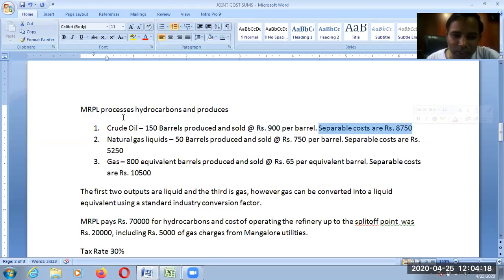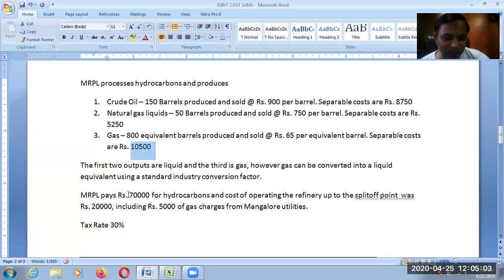So after processing hydrocarbons for a certain point of time, the crude oil is incurring separable cost of 8750 and 150 barrels are produced and sold at 900 rupees per barrel. NGL, natural gas liquids, 50 barrels are produced and sold at 750 rupees per barrel and the separable cost is 5250. Whereas gas is actually a vapor form, but it is converted into equivalent barrels, and in that case it has produced 800 equivalent barrels and sold at rupees 65 per equivalent barrel. Separable cost is 10,500.